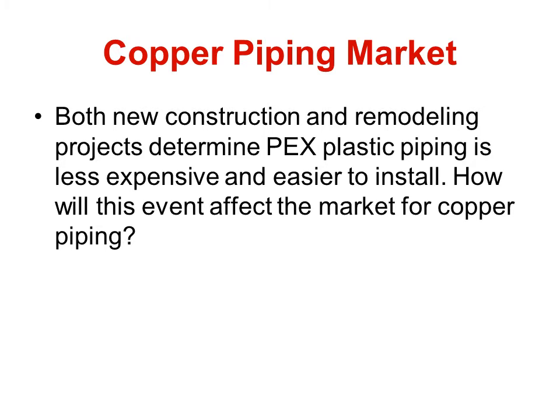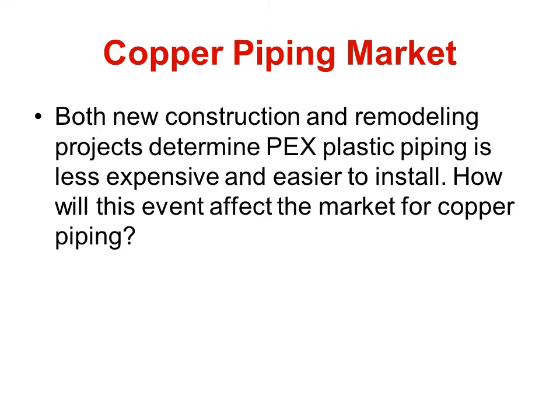Problem number 2 deals with the market for copper piping, the copper piping market. In the problem, it tells you that both new construction and remodeling projects determine that PEX, plastic piping, is less expensive and easier to install than the old copper piping. Years ago, both in commercial and residential construction, copper was pretty much the only option for installing pipes in the walls to deal with all the water, whether it was bringing water to the sink or the tub or draining water out of the house or the building. PEX has pretty much replaced the use of copper in most construction.